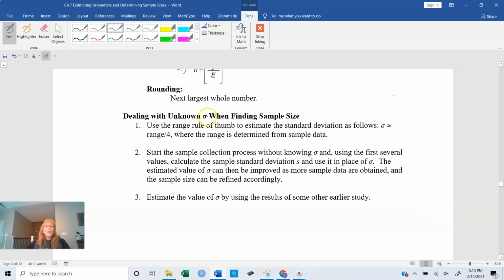Dealing with an unknown sigma when finding the sample size. If we do not know our standard deviation, you just take the range divided by 4. This does not work very well. It's only if we have to do that. We can calculate the sample standard deviation s and use it in place of sigma. We will estimate the value of sigma by using the results of some earlier study. I said alpha, and that should have been sigma.